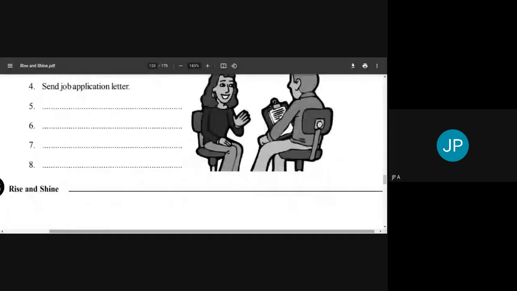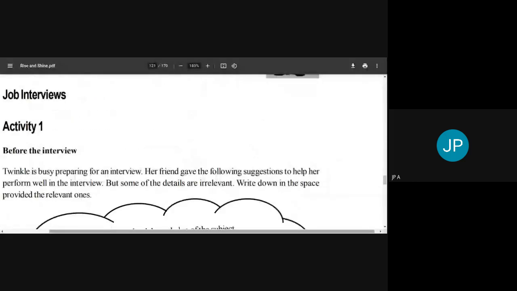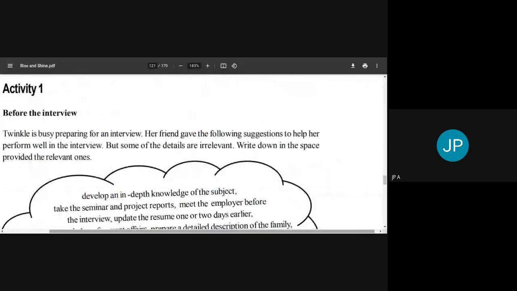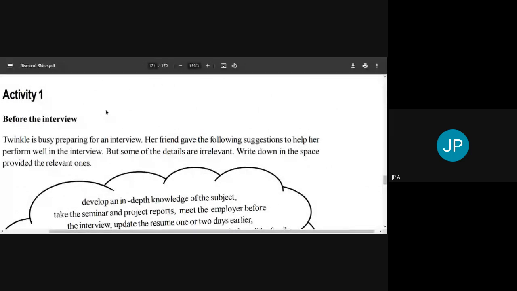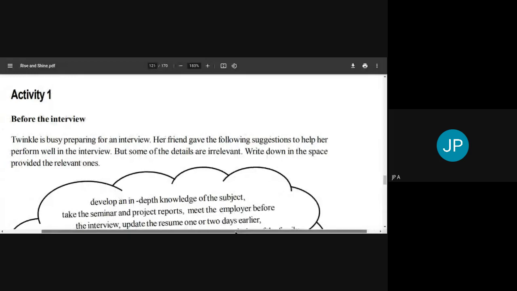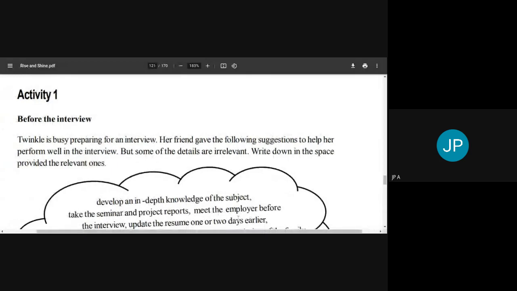So here we have a word cloud on how to prepare for the interview. I will just read it out. Here we have a candidate. Her name is Twinkle. Twinkle is busy preparing for an interview. Her friend gave the following suggestions to help her perform well in the interview.